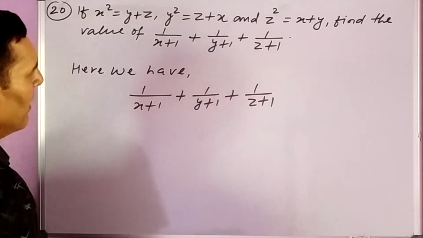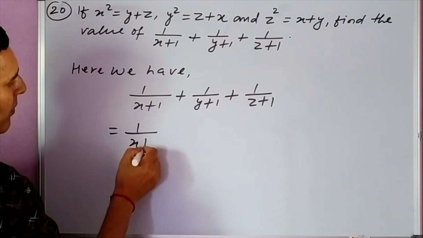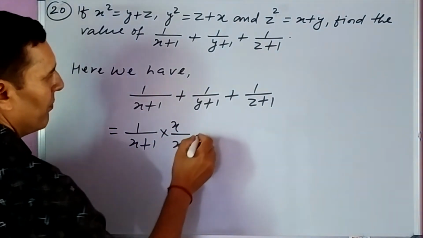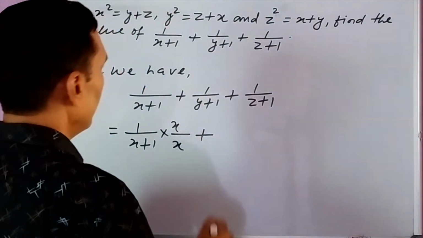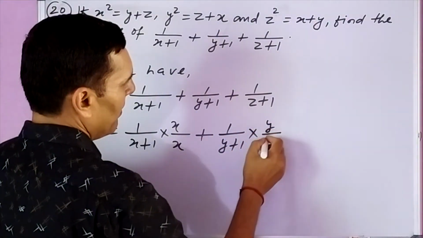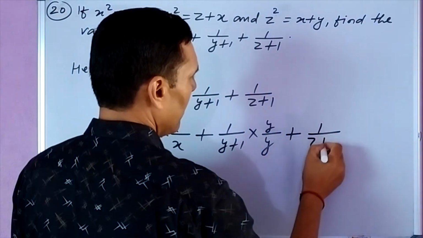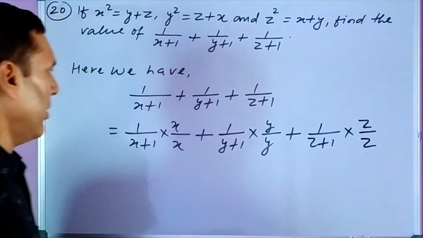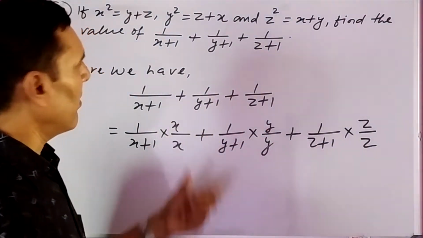problem expression. So look here, what we do is for 1 upon x plus 1, we multiply both numerator and denominator by x, because we can multiply the numerator and denominator by the same thing. So 1 upon y plus 1, this also is multiplied by y, both in numerator and denominator, and 1 upon z plus 1 is multiplied with z, both in numerator and denominator. Because x cancels, y cancels, z cancels, our problem remains the same.